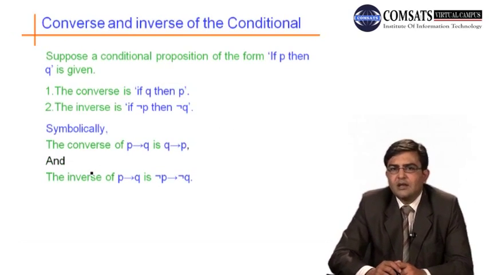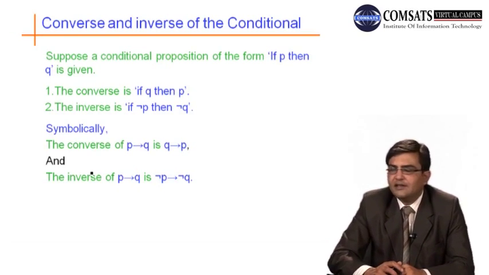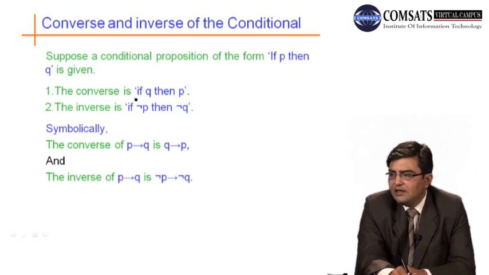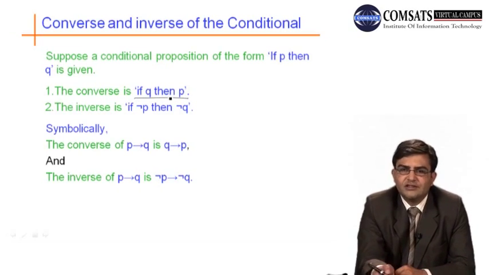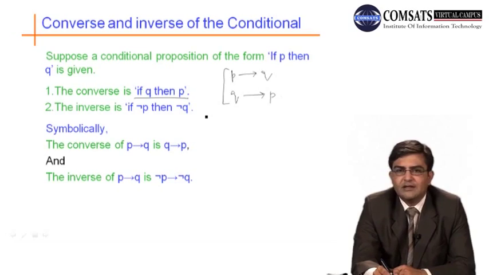Next, we shall see the converse and inverse of conditional statements. So what is the converse of the conditional statement? Suppose a conditional statement of the form if P then Q is given, then its converse can be written as if Q then P. So to get its converse, we reverse the statement. If we have if P then Q, meaning P implies Q, the converse is Q implies P. So this is the converse of the conditional statement P implies Q.